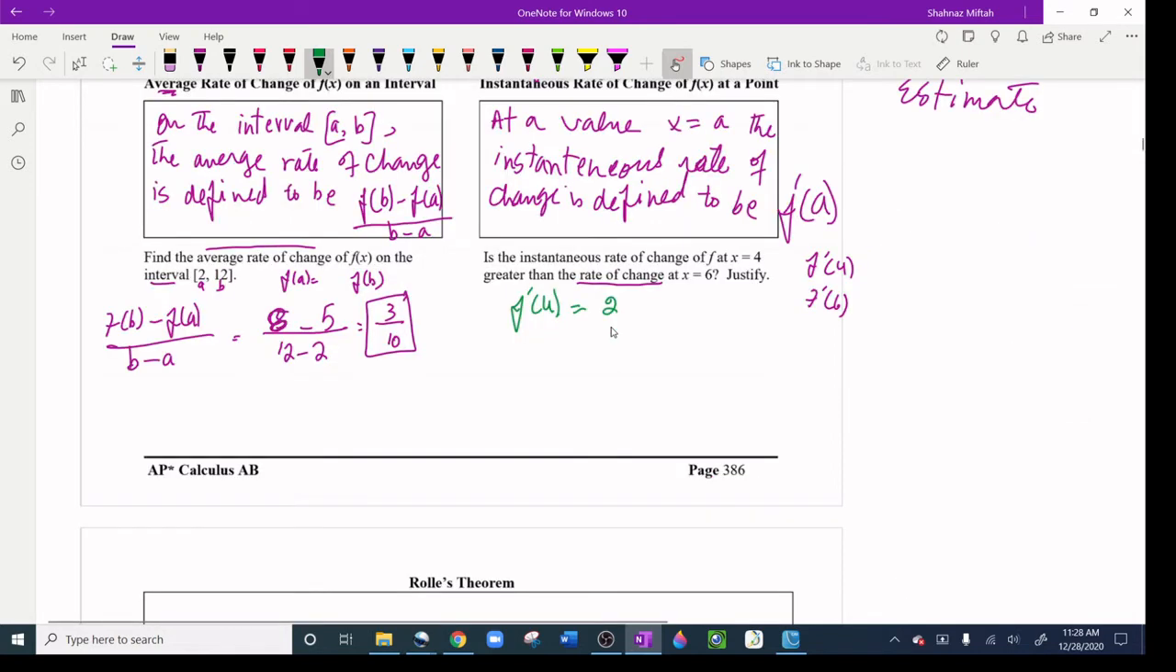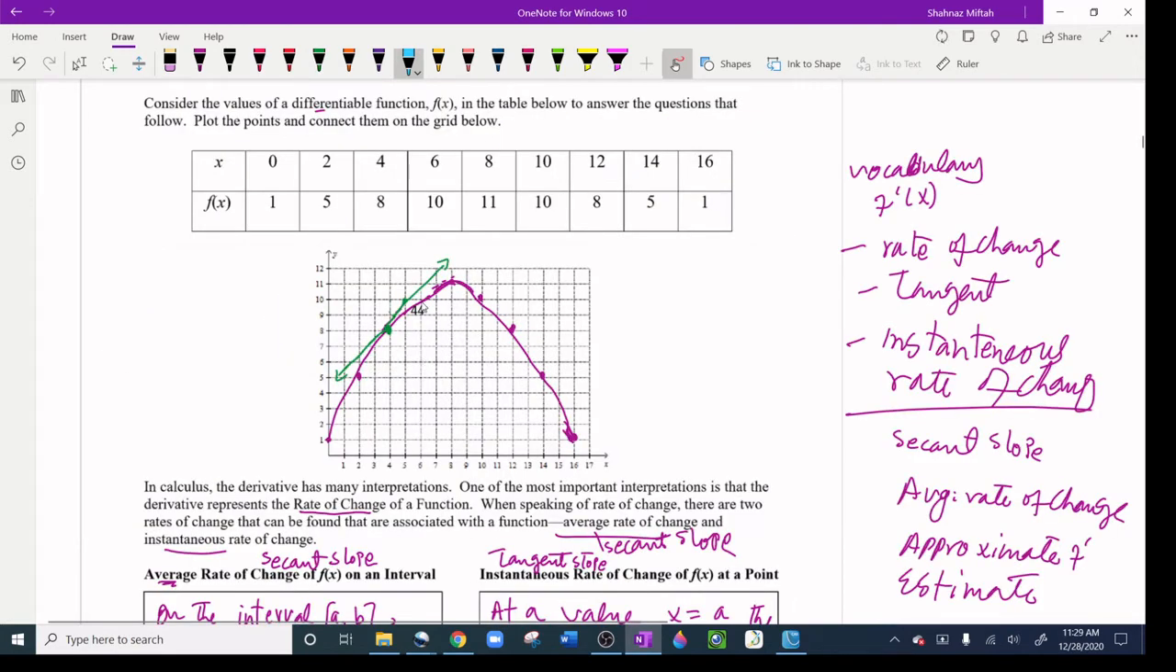And then when I draw on 6 with a different color, 6 is right here. When I draw the tangent slope at 6, I pick these 2 points, and it's just 1. So f prime 6 is 1. So yes, f prime 4 is greater than f prime 6.